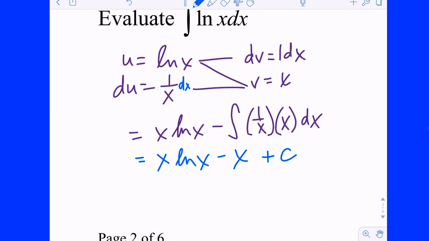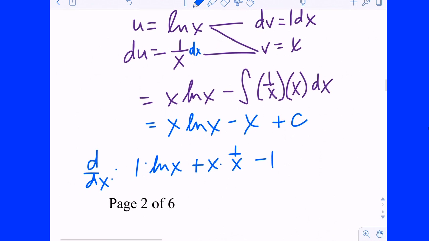You want to check it, or did you already check it? Does it work? You checked it? Let's see. The derivative with respect to x, by the product rule, we get 1 times the natural log of x plus x times the derivative of the natural log of x, which is 1 over x, minus 1. What is x times 1 over x? 1, and 1 minus 1? 0. So we're left with the natural log of x. It works. x ln of x minus x.